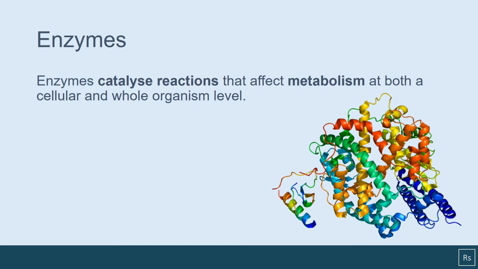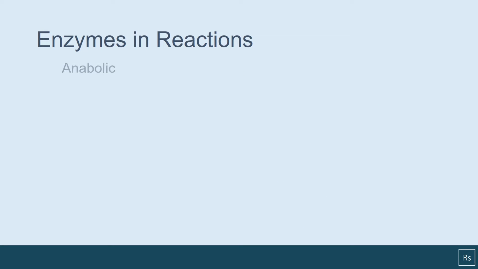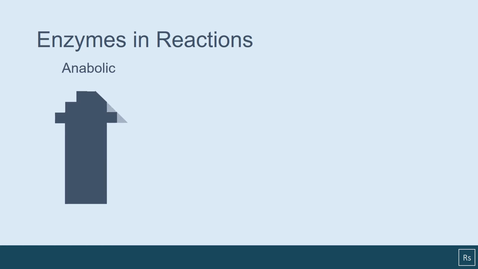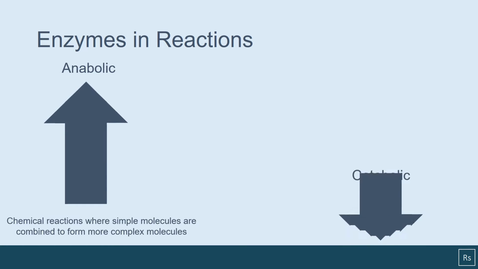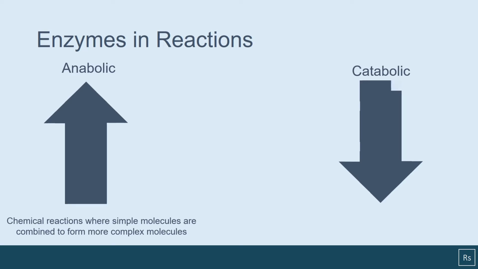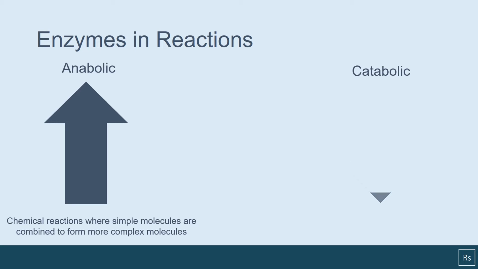Enzymes catalyse reactions that affect metabolism at both a cellular and a whole organism level. These reactions can be anabolic, which are chemical reactions where simple molecules are combined to form larger and more complex molecules, or they can be catabolic, which are chemical reactions where complex molecules are broken down to form more simple molecules. The combination of both of these anabolic and catabolic reactions leads to the metabolic reactions that we need for life.